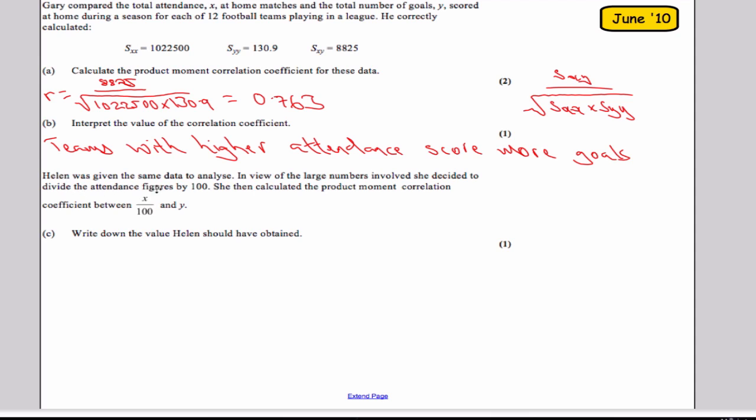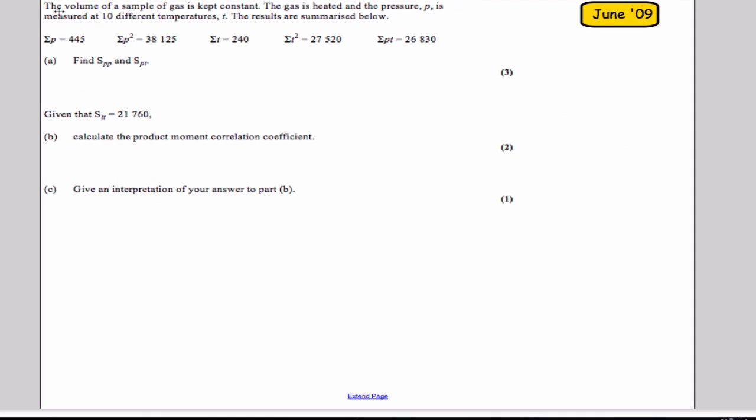Next part. Helen was given the same data to analyse. In view of the large numbers involved, she decided to divide the attendance figures by 100. She then calculated the PMCC between x over 100 and y. We're asked to write down the value that Helen should have obtained. It's just for 1 mark, and you should know that coding has no effect on the PMCC. So R will be the exact same: 0.763.